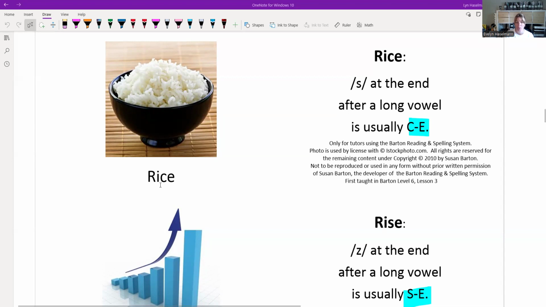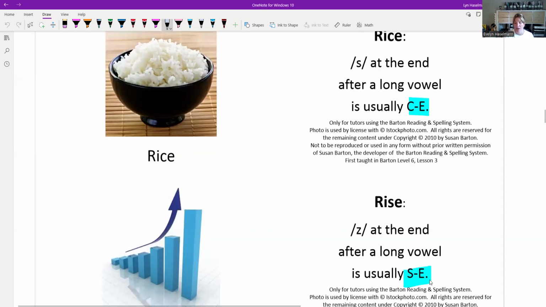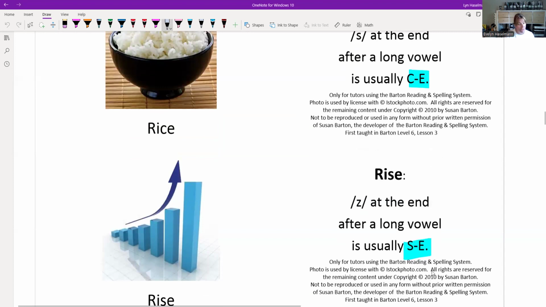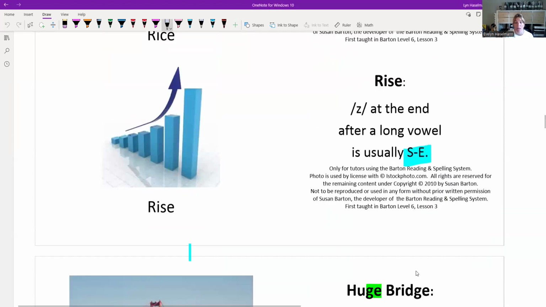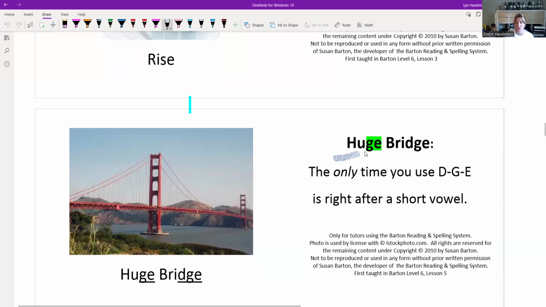So your student learned the rice rule, which tells us that when you hear s after a long vowel, it's usually spelled CE, and the rise rule, conversely, when you hear z at the end after a long vowel, it's usually spelled SE. Now, there are exceptions to this, but it's a good generalization for spelling, okay? They also learned the first part of this rule, which is just the huge rule, okay? Which says when you hear j at the end, it's going to be spelled GE. American words do not end with the letter J.